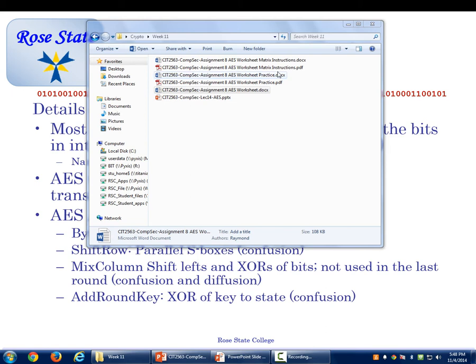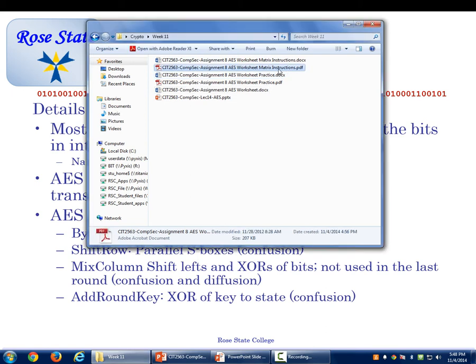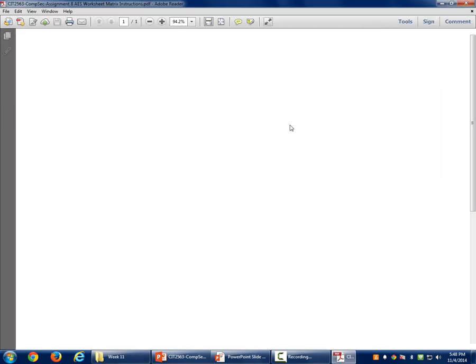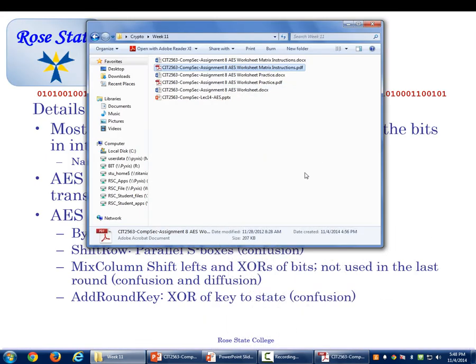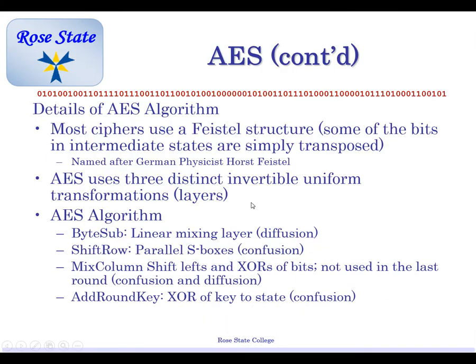Is that correct? And there's also a very, very, very important sheet up here called matrix instructions. We're going to talk more about the matrix multiplication in a minute, but this is on there as well. This is the one area that the slides aren't totally clear on, exactly what does what. So I'll explain this again in a minute. Okay, all right, so before we get into that, let's move on with the presentation.